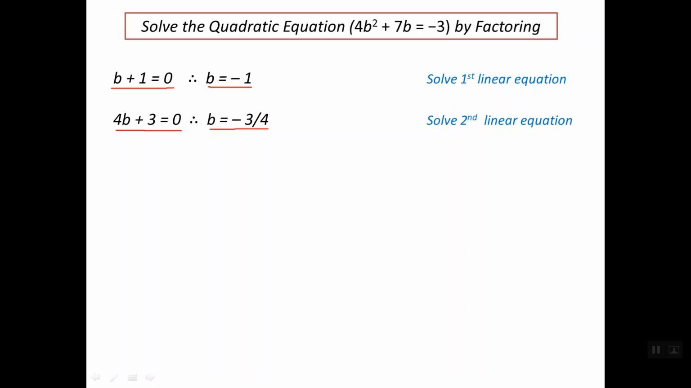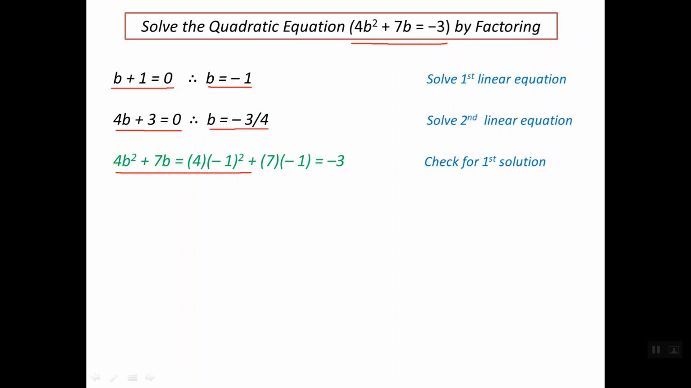Now we can simply check these two solutions by substitution in the main equation. This is the main equation. So for the first solution, if we substitute b equal to -1 on the left side, the result should be -3 as the right side. So let's check the first solution, which is b equal to -1. So 4b squared plus 7b: 4 multiplied by -1 squared plus 7 multiplied by -1.